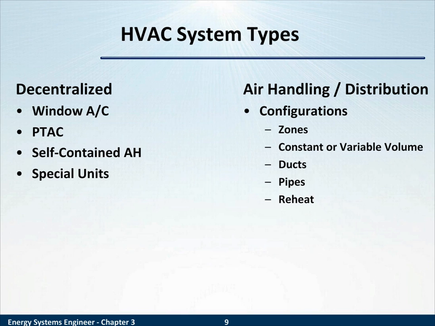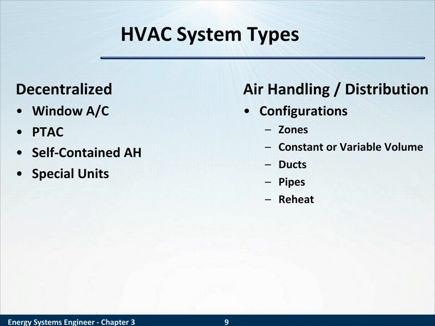There are a couple broad categories that we'll use now to divide HVAC systems into two types. You can consider a decentralized HVAC system, including window air conditioners, PTACs, self-contained air handlers, and some special units. The similarity here is that the heating, cooling, the ventilation, whatever it is that's happening is happening local to the space where it's needed. Contrast that with a centralized system of air handling and distribution.